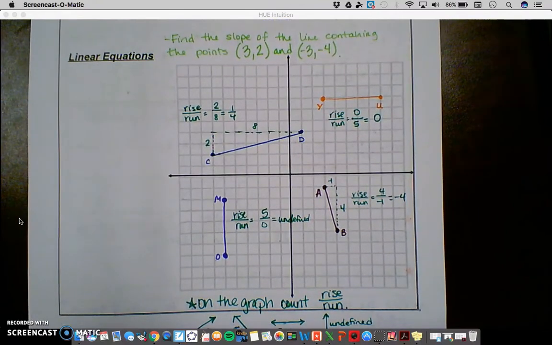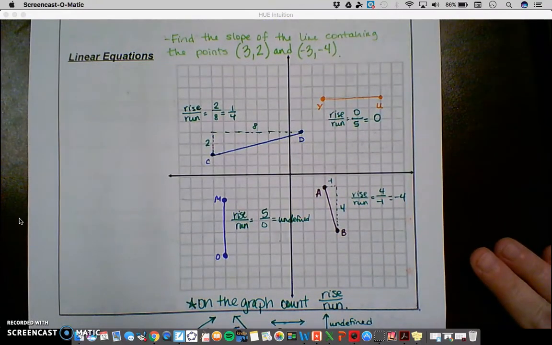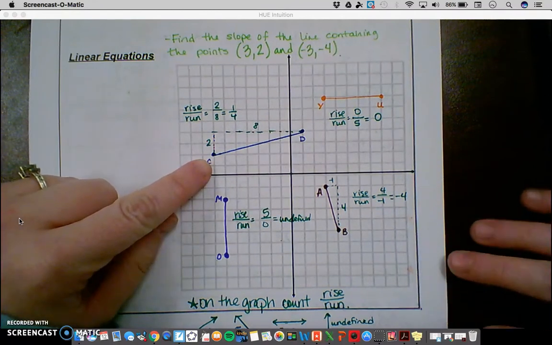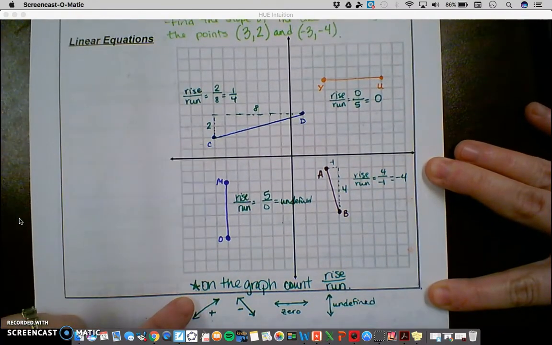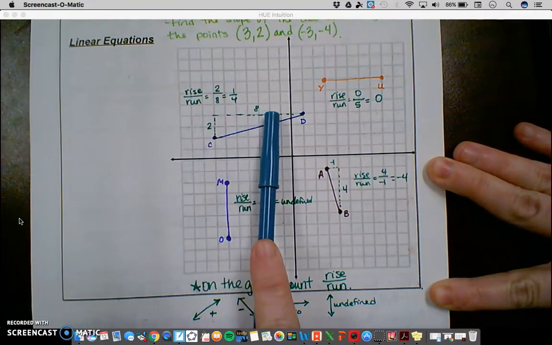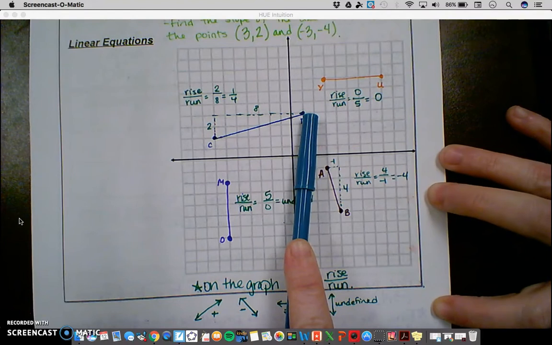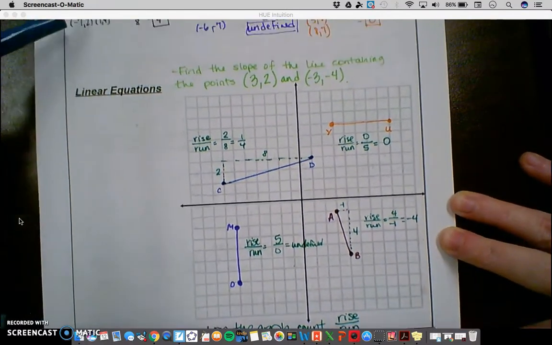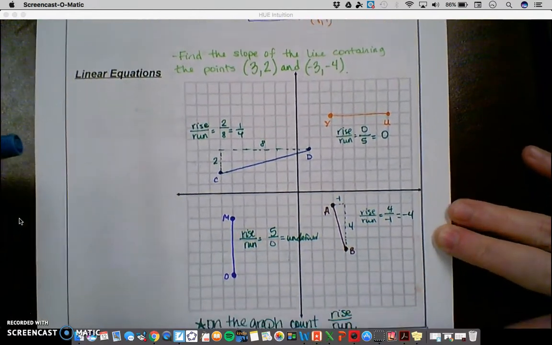Looking at the graph, remember we can count our rise over run to find the slope. So I've done that for each of those sets of points. For CD, we notice it's a positive slope because it rises from left to right. We count our rise of 2, run of +8, and we get a slope of 1/4, which is exactly what we got when we used the formula.